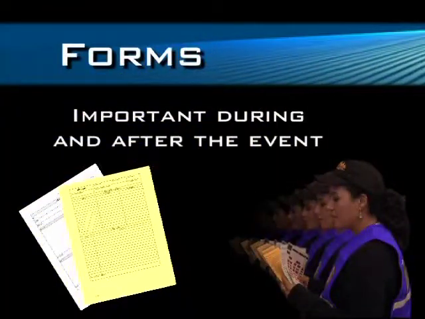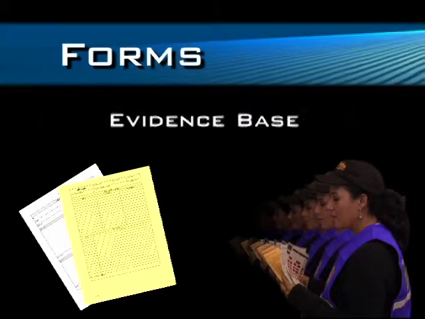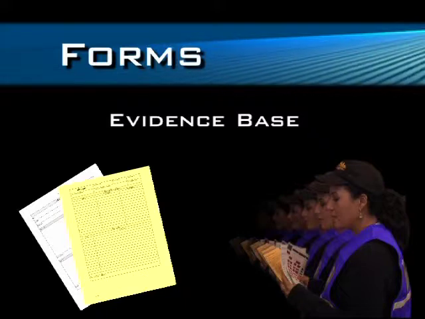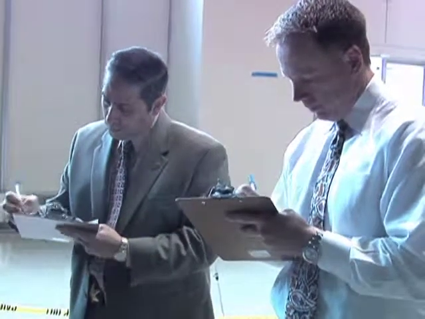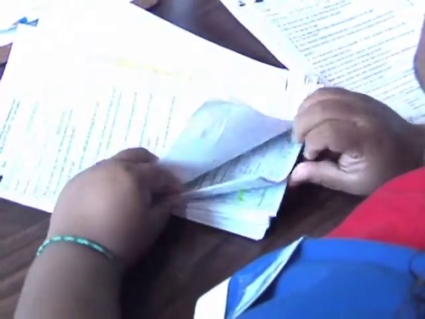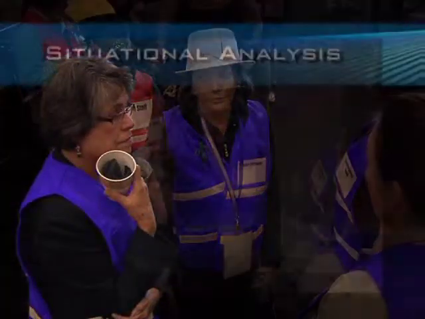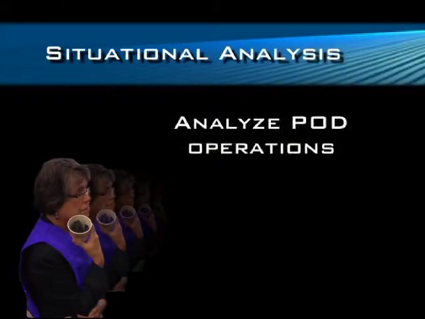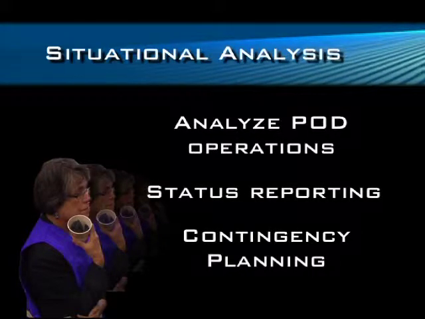These forms and the others are important not just during an emergency, but after. They become the evidence base documenting the event and helping your community qualify for reimbursement. Once these forms are used in the pod for their intended purposes, they're collected by the documentation group, but their work isn't finished because they become important tools for the other side of planning, the situational analysis group. The situational analysis group uses the documentation to analyze pod operations for status reporting and contingency planning.